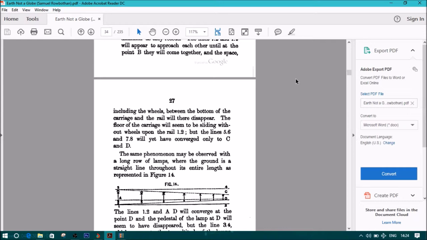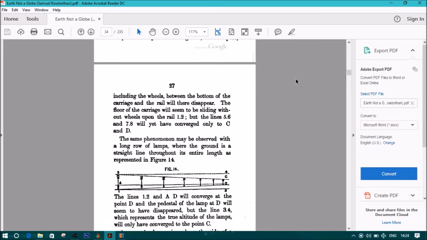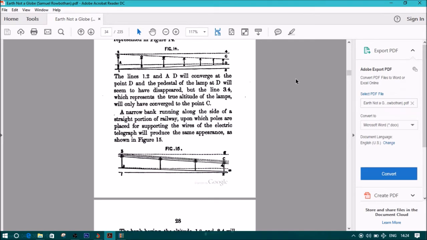The same phenomenon may be observed with the long row of lamps, where the ground is a straight line throughout its entire length, as represented in figure 14. Figures 14 and 15, the lines 1, 2, and AD will converge at the point D, and the pedestal of the lamp at D will seem to have disappeared, but the line 3, 4, which represents the true altitude of the lamps, will only have converged to the point C.